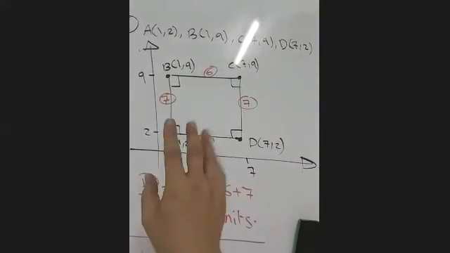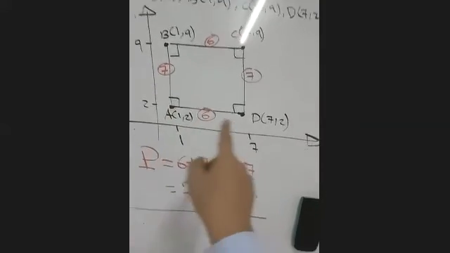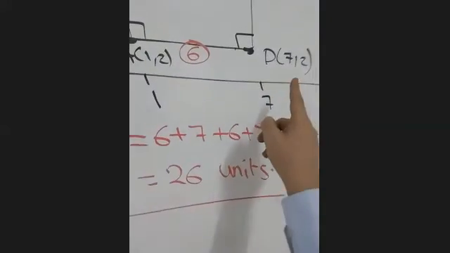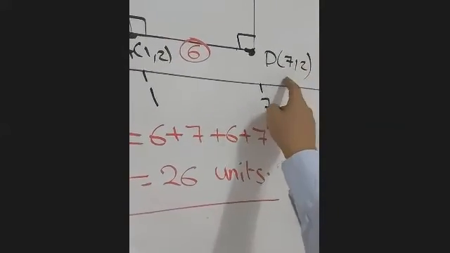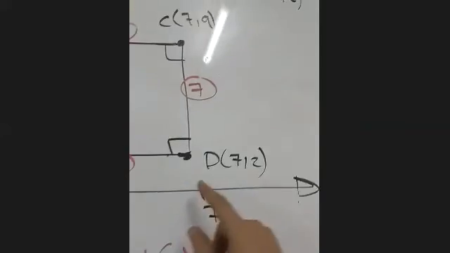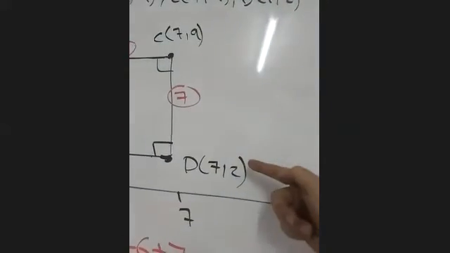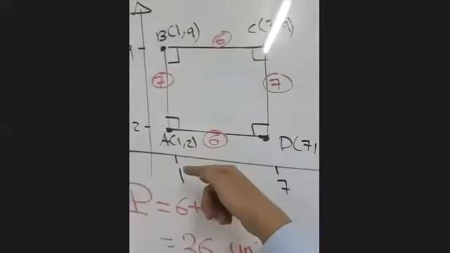Now, how do we find the perimeter? We need the side lengths. How do we find a side length? We look at the 2 points here. We have 2 and 2. We cross the 2's and subtract 7 minus 1. How much? 6. Here we have 7 and 7. We cross them: 9 minus 2 equals 7. So this is 6, and this is 7.